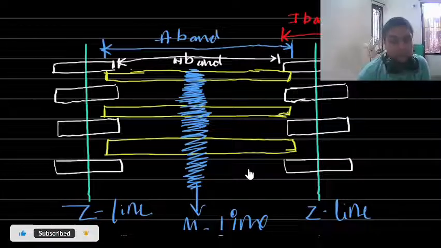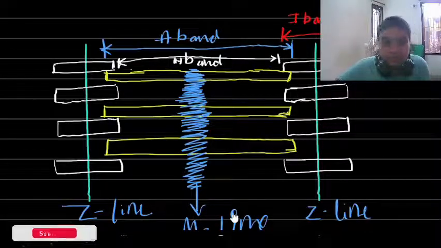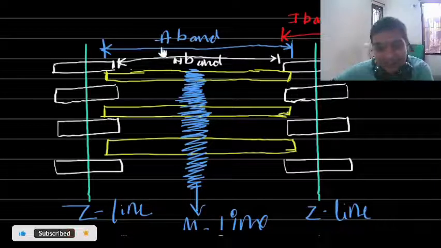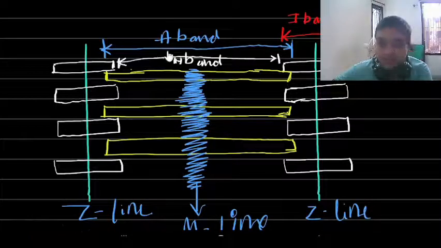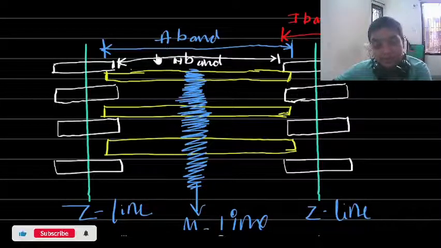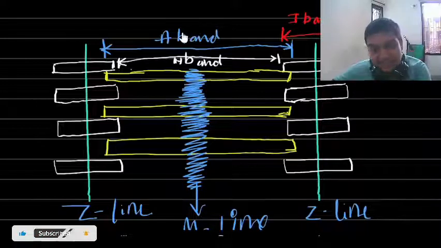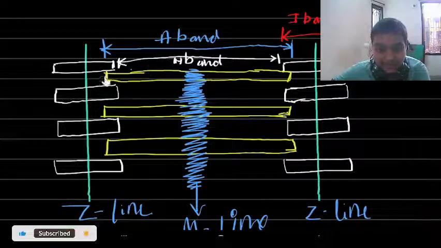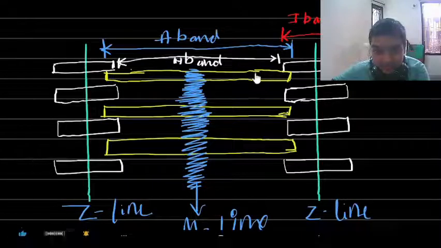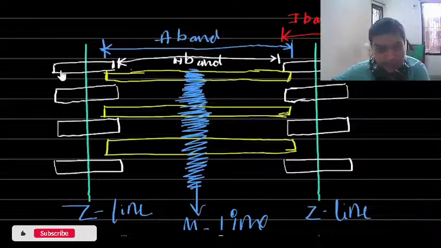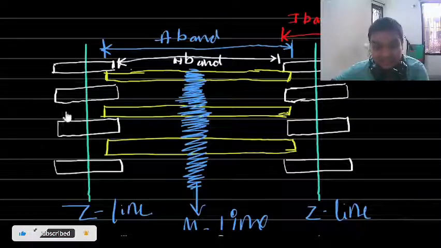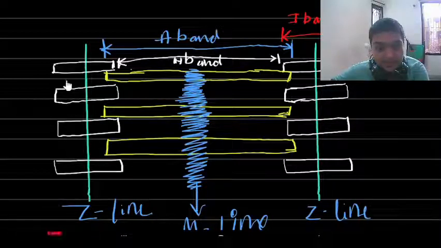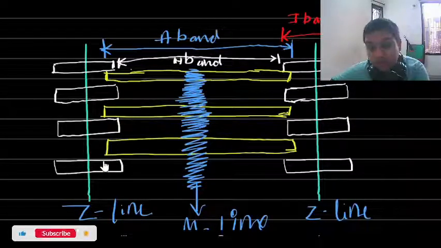It is a sarcomere. Now let's see one by one. As I said, A band is a dark band. It is also called the anisotropic band, and it is generally thick, since it includes myosin. This is myosin. The white color ones are actins and the yellow color ones are myosins.